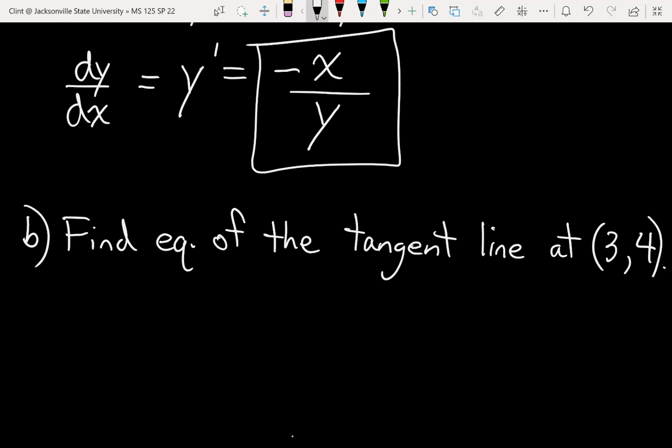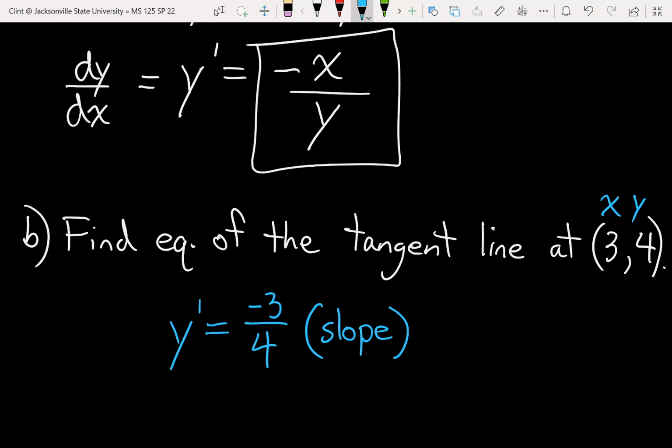It's not a big deal that we need x and y, because here we've got a point that has an x coordinate and a y coordinate. So here, y prime, the slope of our tangent line, would be negative 3 over 4. That's the slope. That's the part we worked so hard for.